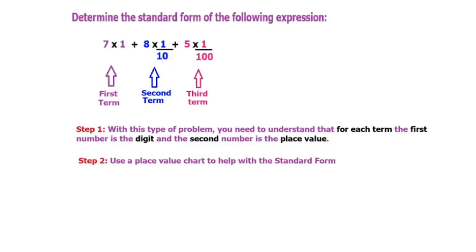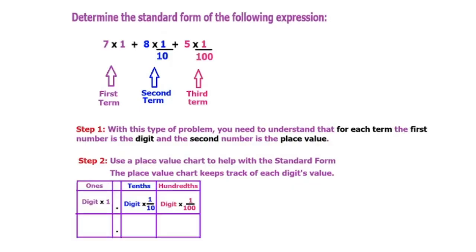Then use a place value chart to help with the standard form. And the place value chart keeps track of each digit's value. So the value of each digit, remember, this is the digit, this is the value, this is the digit, this is the value. So let's take a look at that chart. Here it is. So in the ones, we have the digit times 1. In the tenths, we have the digit times 1 over 10. In the hundredths, we have the digit times 1 over 100.